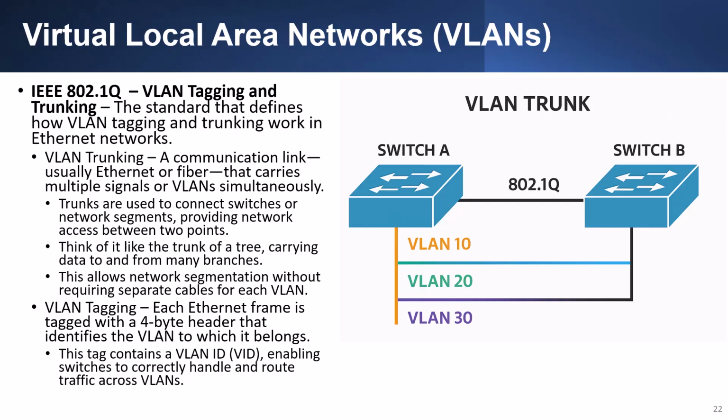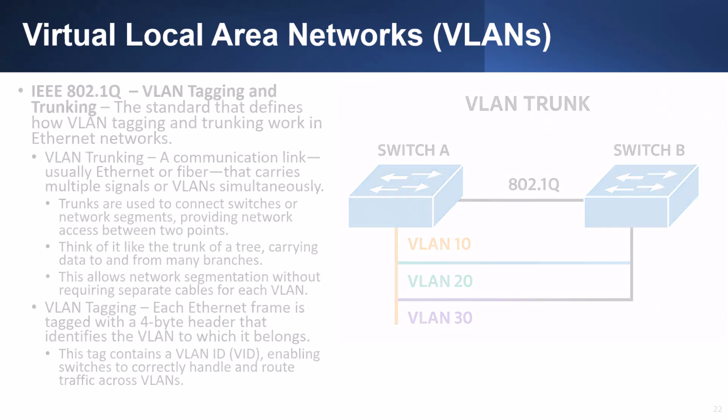VLAN tagging is where each Ethernet frame is tagged with a 4-byte header that identifies the VLAN to which it belongs. This tag contains a VLAN ID, or VID, which enables switches to correctly handle and route traffic across VLANs.